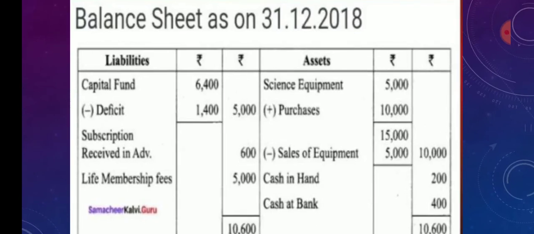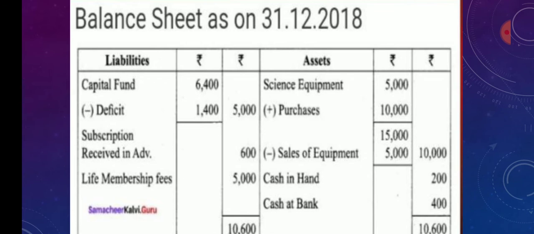First we come to the liability side. The capital fund 6,400 is given in the question. If there is surplus we add, if there is deficit we deduct. So capital fund 6,400 less deficit 1,400, we get 5,000. Subscription received in advance 600, which is the 2019 value. Life membership fees 5,000.